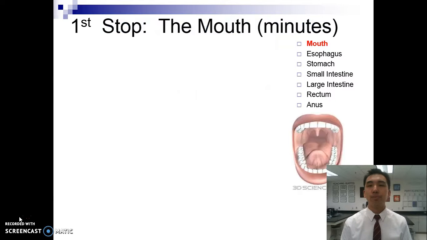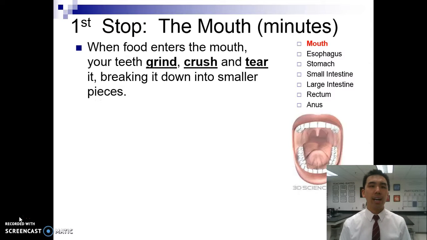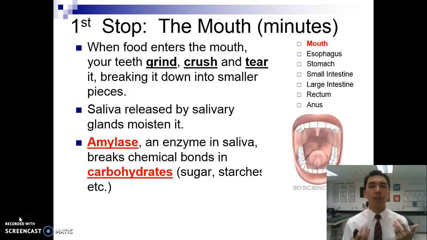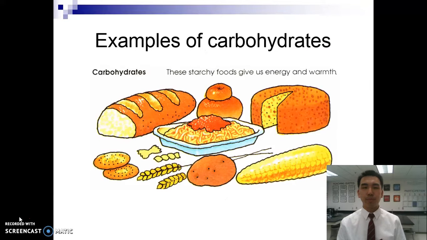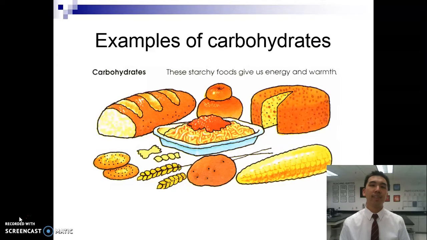First stop, the mouth. Within seconds or even a minute, depending on how long you choose to break down your food, your teeth will grind, crush, and tear it. As you chew, your salivary glands release saliva, and within your saliva, there's the first enzyme, as you can see in red here: amylase. Amylase is an enzyme in your mouth that breaks down carbohydrates. In class, we do a demonstration where you chew on a cracker, and over time, you can tell how the starch becomes glucose, a sweet glucose. Here are some examples of carbohydrates in your ordinary day.